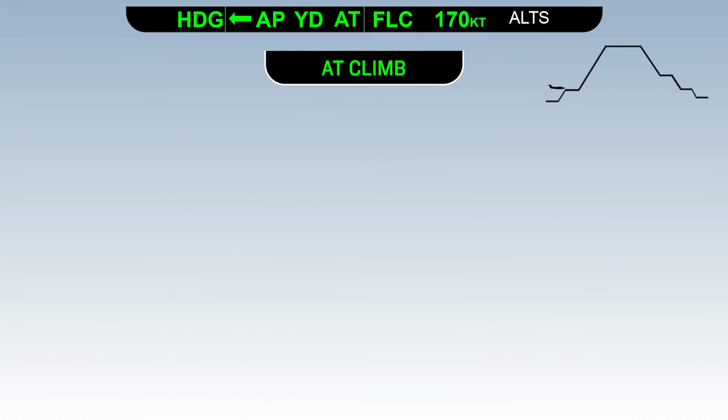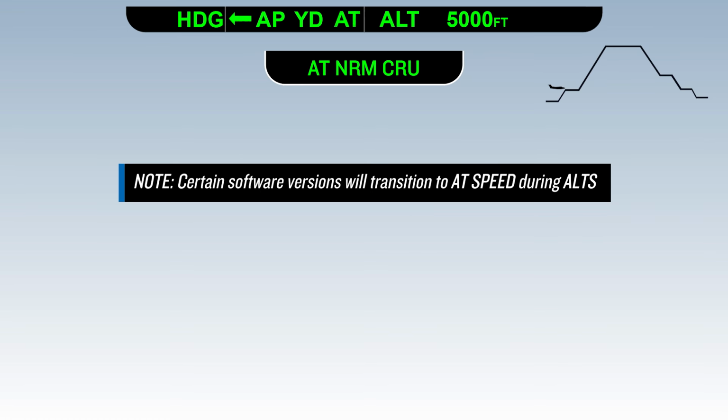Upon leveling off at 5,000 feet, the vertical mode will change from FLC to ALTS, and then to ALT, to hold 5,000 feet. The autothrottle will transition from AT climb to AT normal cruise. Note that for certain software versions, you'll see AT speed during ALTS.